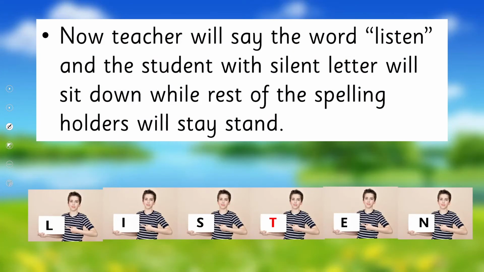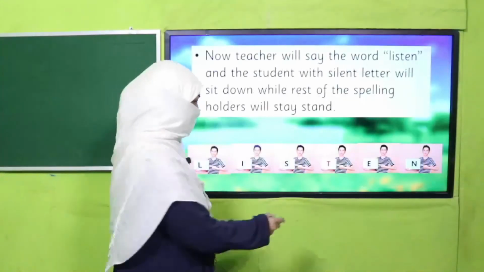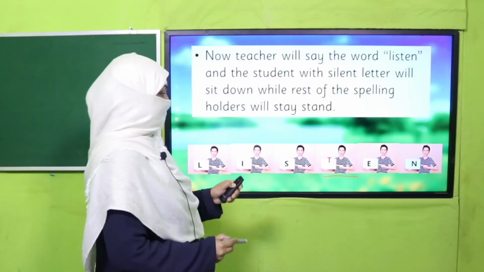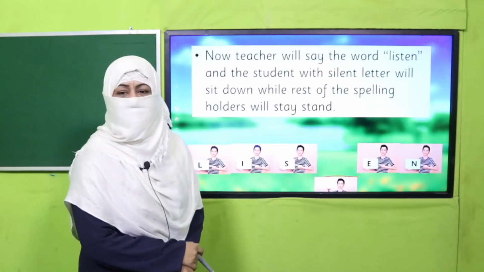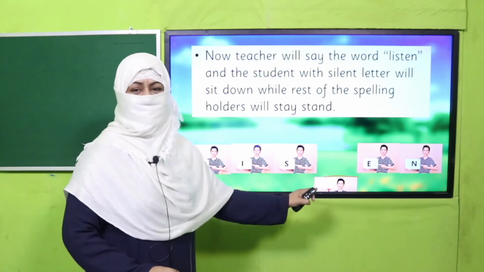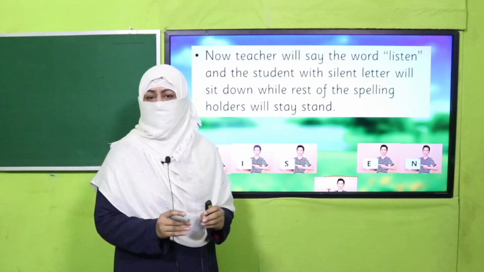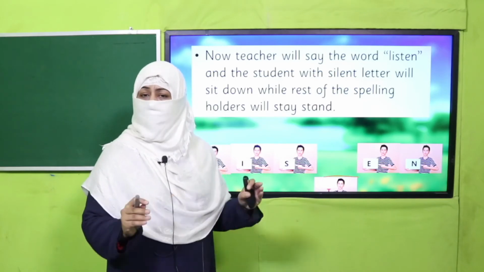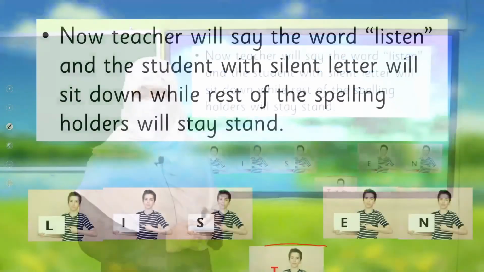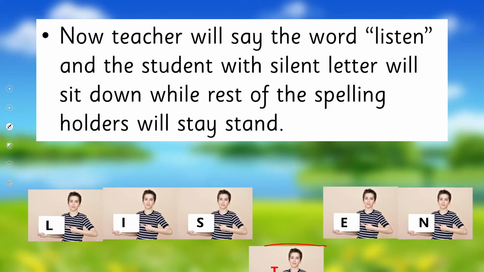All right, the way I have taken an example, listen. So when I'll say listen, the child, because in listen T is silent, the child who is holding T will sit down. And this is how we say this word, listen. All right, so pause the video and enjoy this activity and try to say maximum word through this activity. Okay, pause the video and enjoy it.